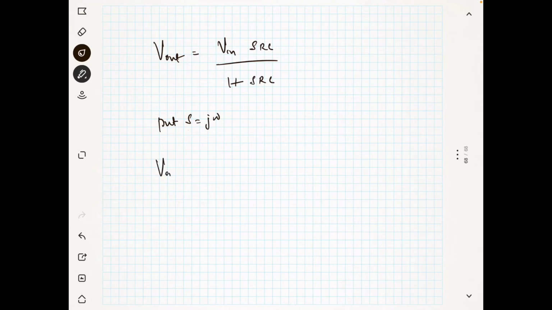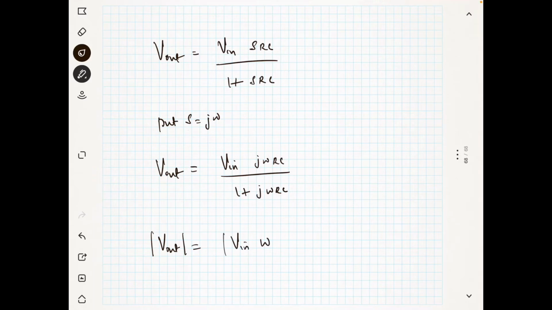You know how to find the frequency response, you have studied it in automatic control, I think. So it is j omega RC divided by 1 plus j omega RC. So I will find the magnitude of V out. This is nothing but magnitude of V in into omega RC divided by square root of 1 plus omega square R square C square. I am just taking the magnitude of the numerator and the denominator.